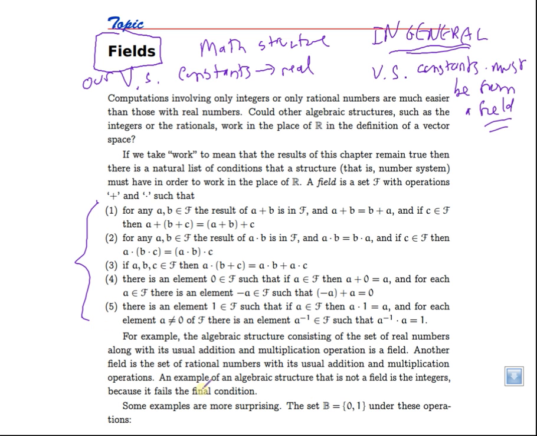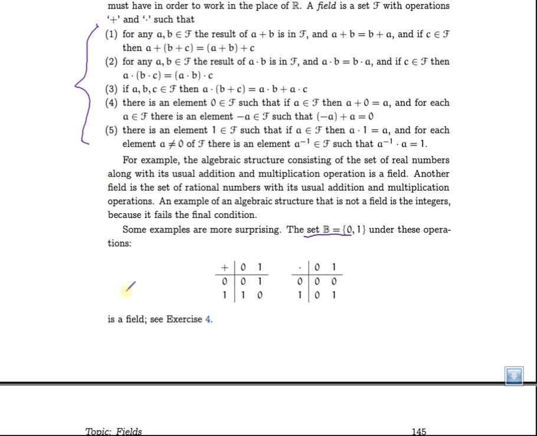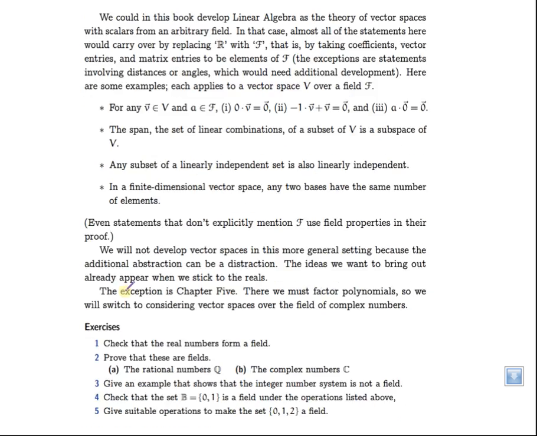It's interesting that there are some finite fields. Of course, the real numbers are an infinite field, but there are some finite fields. And these are very important in applications, in particular in coding theory. I'm not going to say anything more about this. I just thought you should be exposed to that concept.